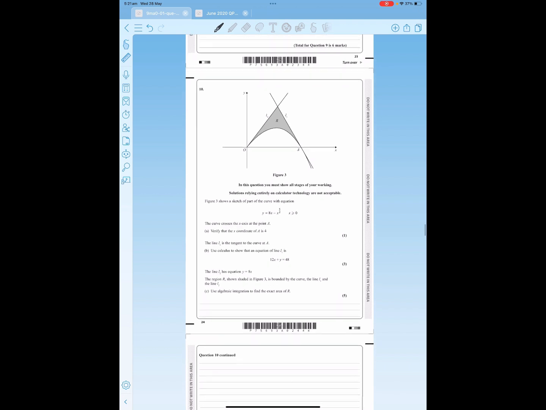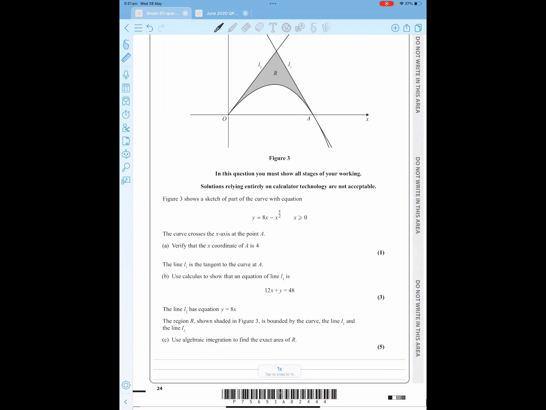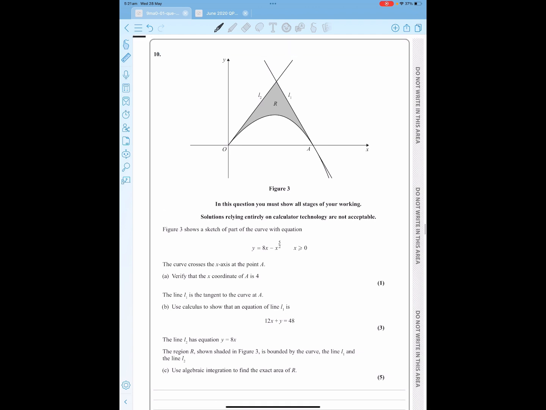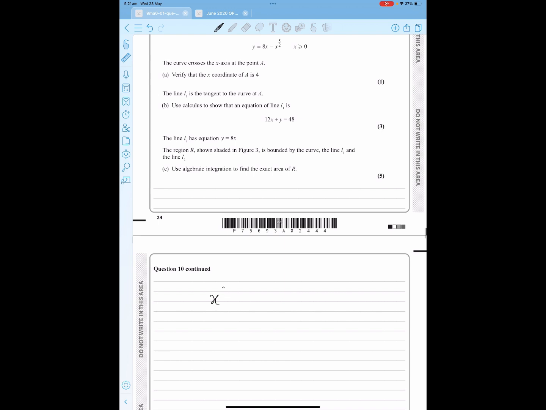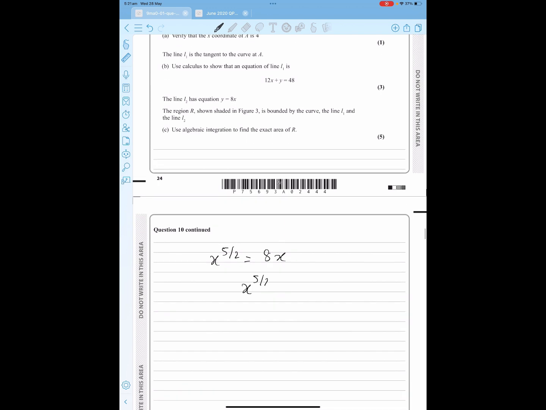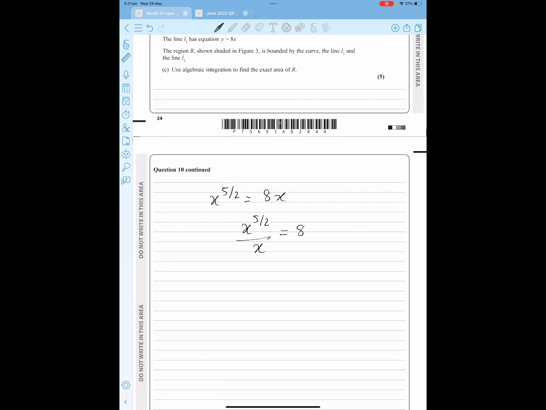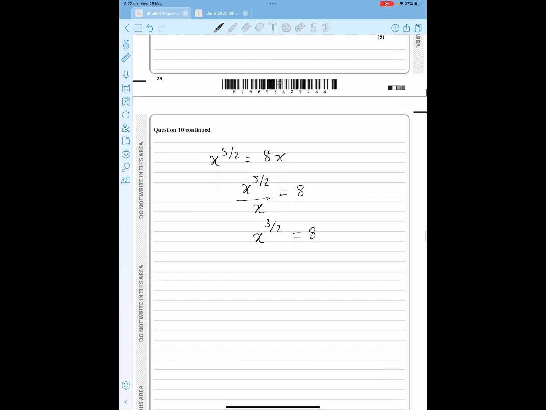And now let's do question 10. Figure 3 shows a sketch of part of the curve with equation 8x minus x to the power 5 over 2. The curve crosses the x-axis at the point A. Verify that the coordinate of A is 4. So, yep, we just need to say y is 0. So x to the power of 5 over 2 is equal to 8x. x to the power of 5 over 2 divided by x is equal to 8. This would just be x to the power of 3 over 2 is equal to 8.